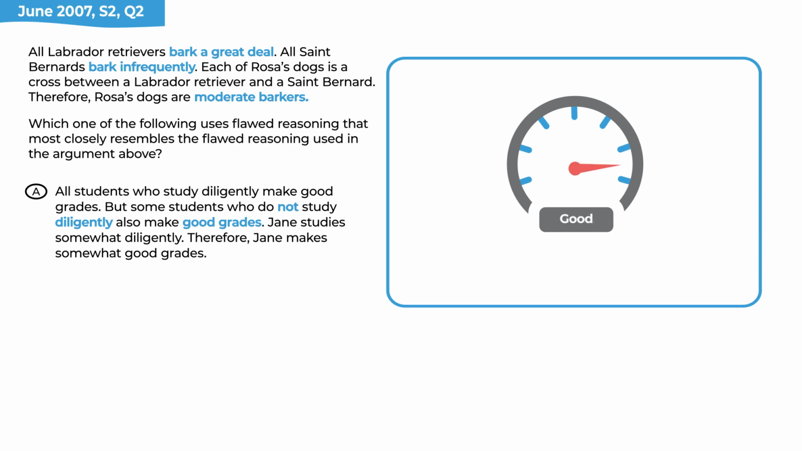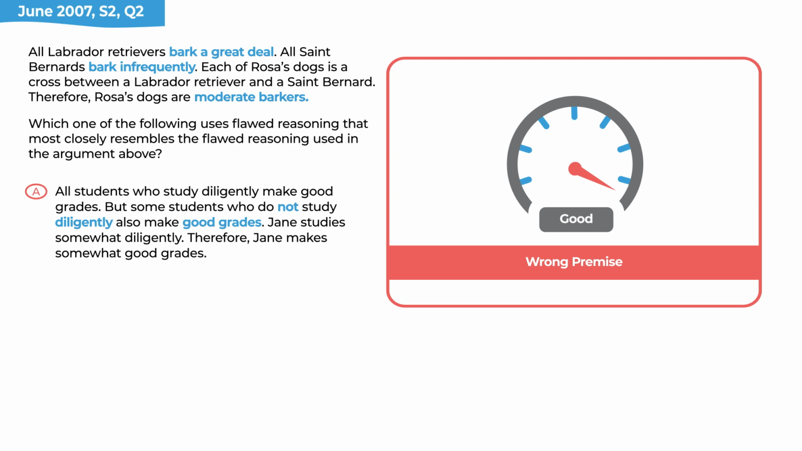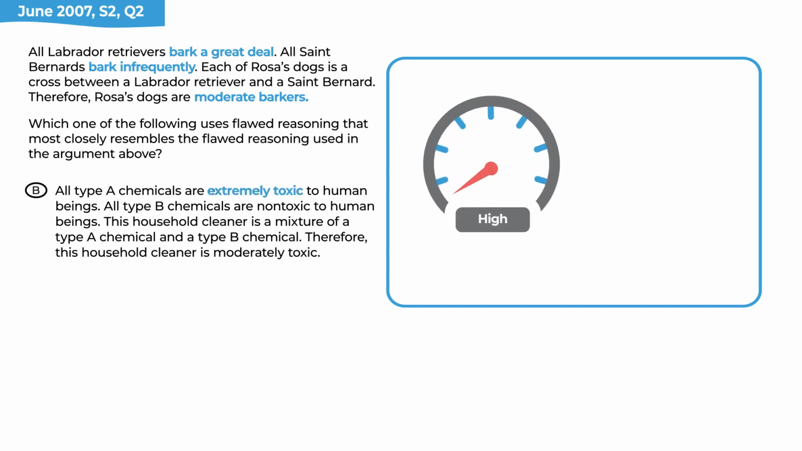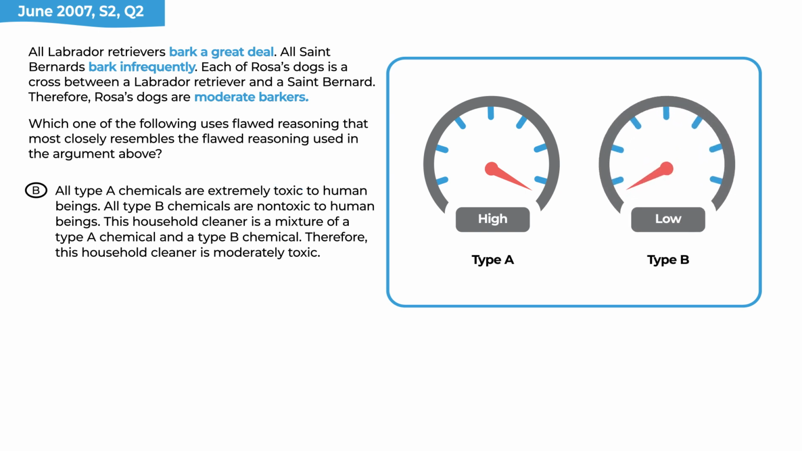The second premise isn't giving us the opposite outcome, and so we've got a wrong premise. And so we can get rid of answer choice A and look at answer choice B. All type A chemicals are extremely toxic to human beings. So we know that these type A chemicals are extremely toxic. And then we know that all type B chemicals are non-toxic to human beings. So we've got type B and they're not toxic.